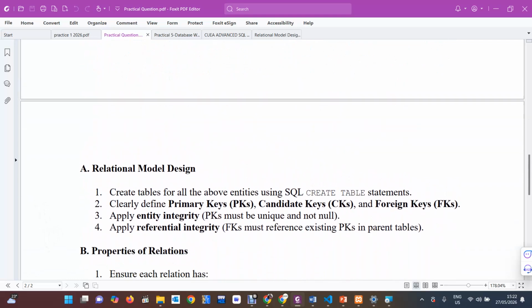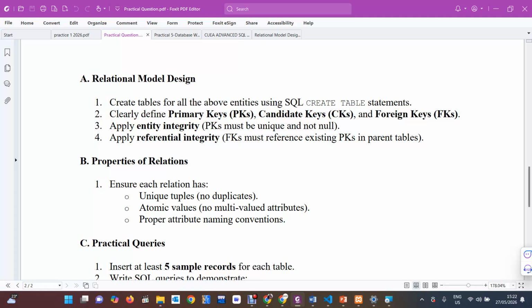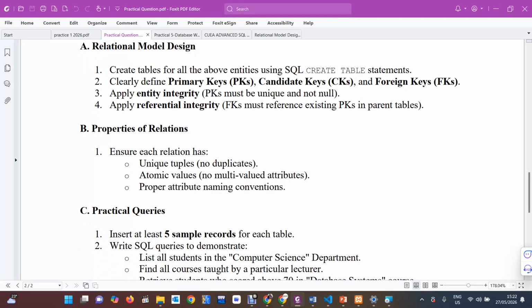So, what is the task that you're supposed to do? Design a relational model design. Create tables for all the above entities using SQL. Create table statements. Clearly define the primary keys, candidate keys, and foreign keys. Apply the entity integrity, which must be unique and not null. Apply referential integrity, that is foreign keys must reference existing primary keys in parent tables.